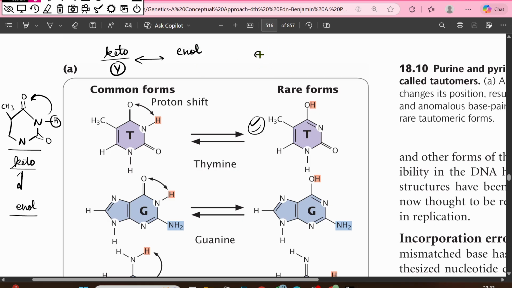And similarly, there is the amino form of purines. It is converted into the imino form. We will also have one of the examples here.